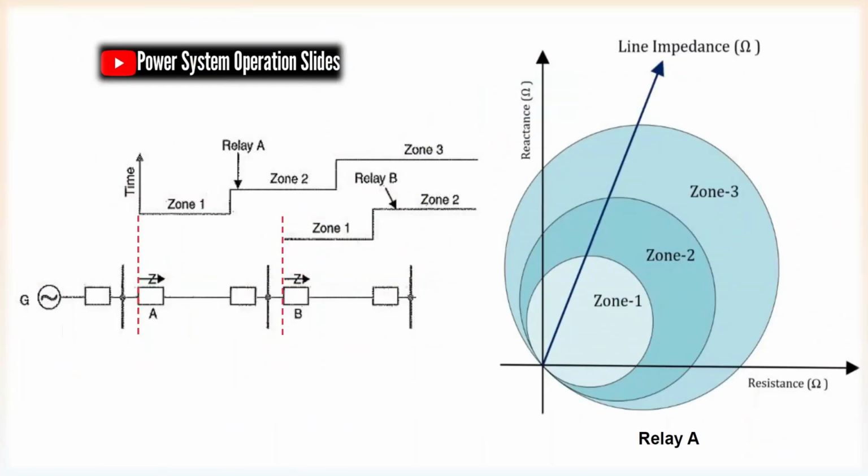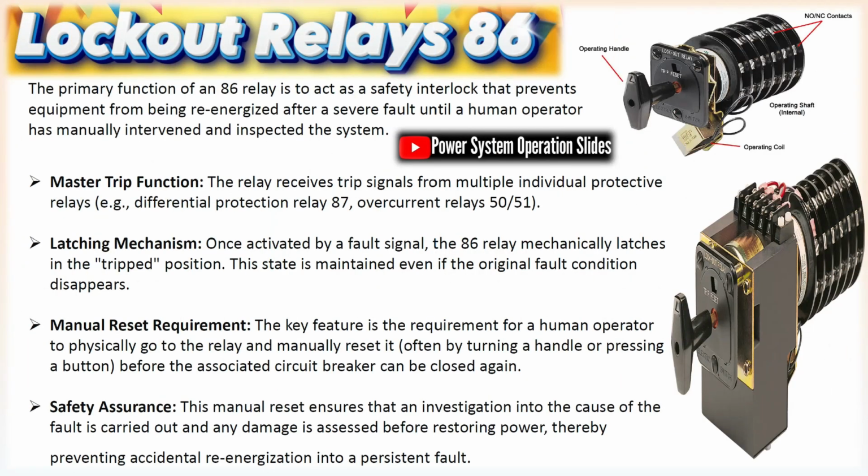Difference: surge arrestor versus lightning rod. A lightning rod protects structures from direct strikes. A surge arrestor protects electrical systems from transient overvoltages. One handles physical lightning, the other handles electrical surges. Both are essential but serve different functions.